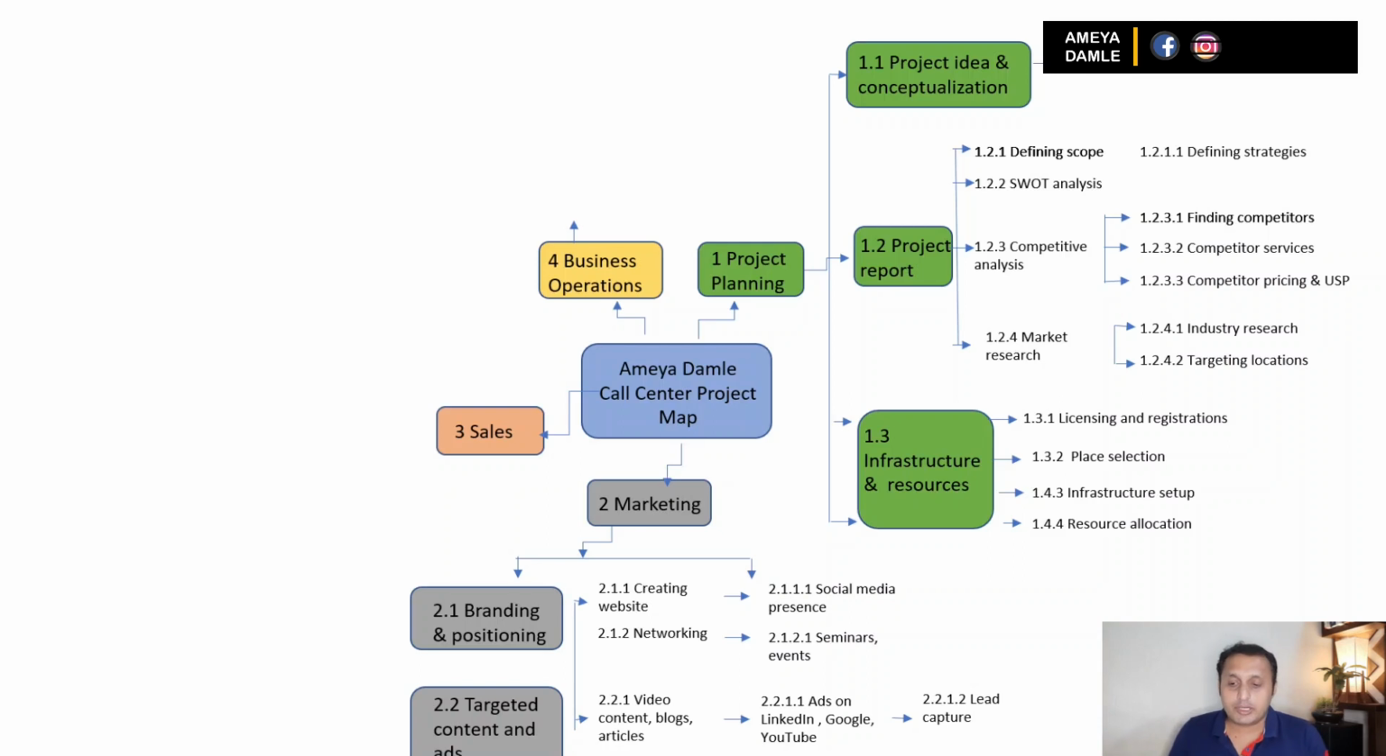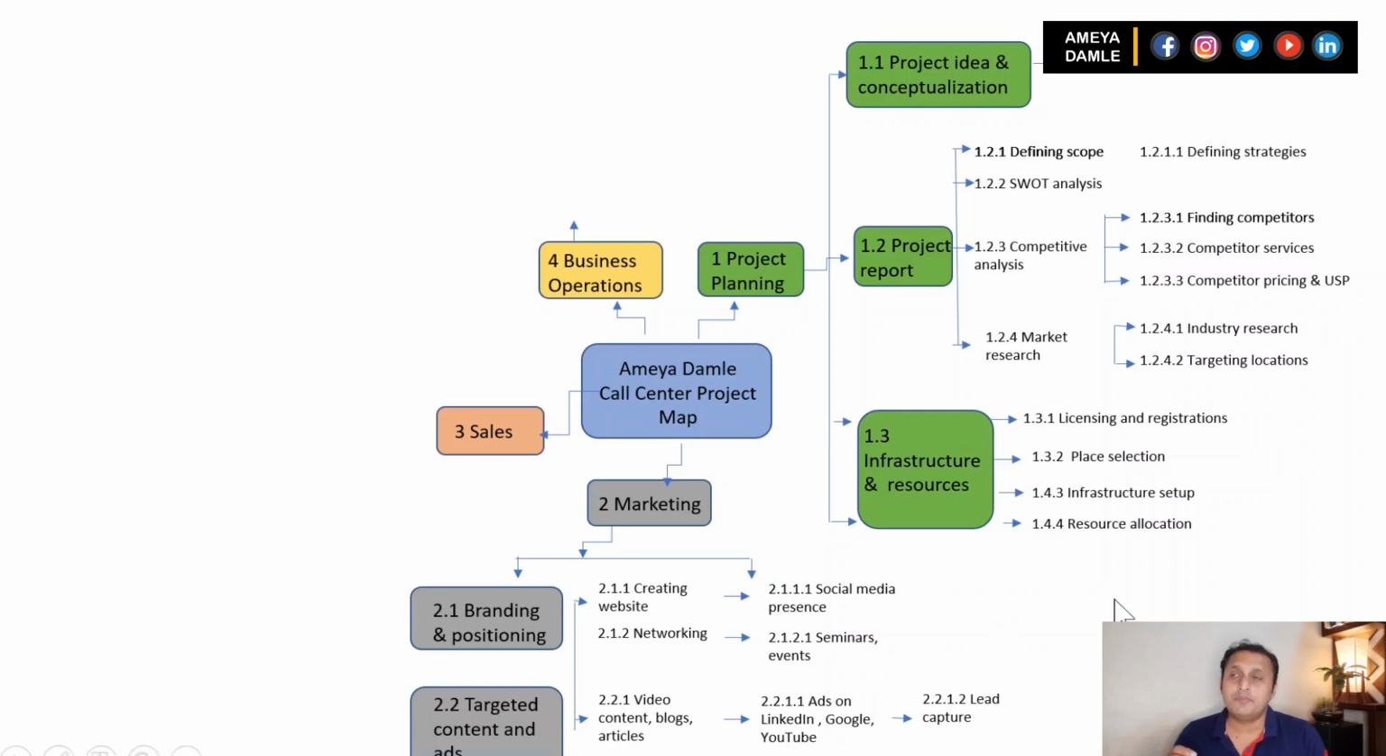Apart from video content and blogs and articles, the next thing is ads on LinkedIn, Google and YouTube. It depends on what budget you have, but you can consider that multinational companies have huge budgets to promote their business, services or products. So if you have a certain budget assigned, I would always recommend that you publish some advertisements on LinkedIn, Google or YouTube. LinkedIn is very expensive when it comes to advertisements, but you can also consider Google and YouTube.